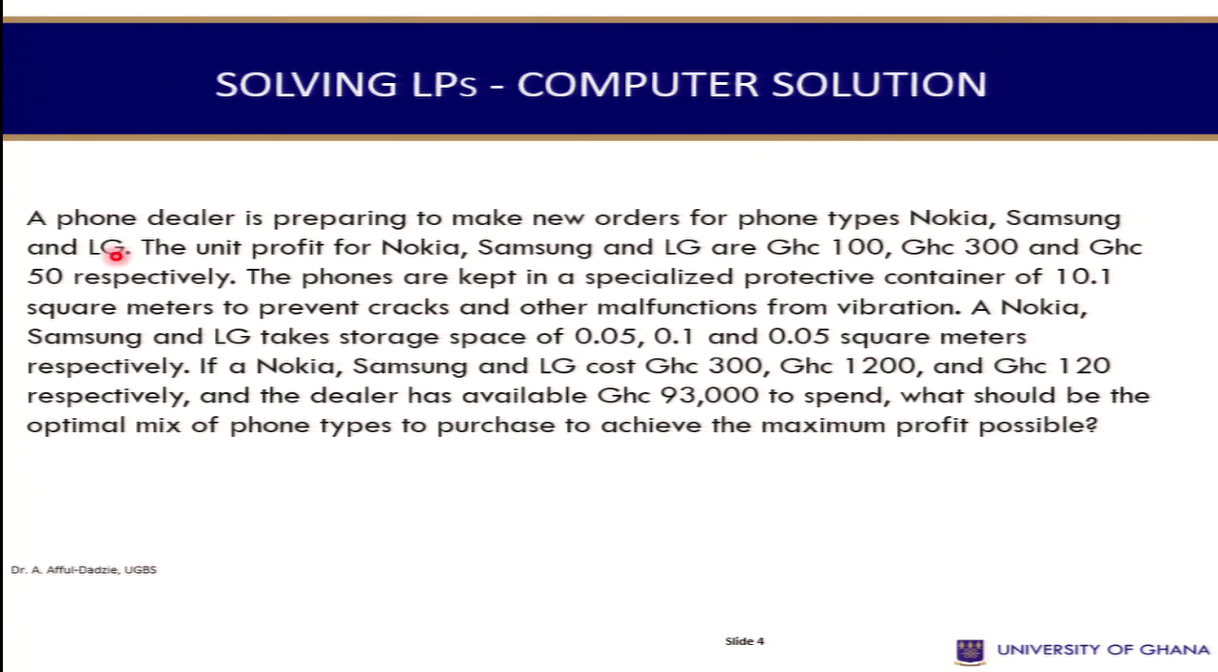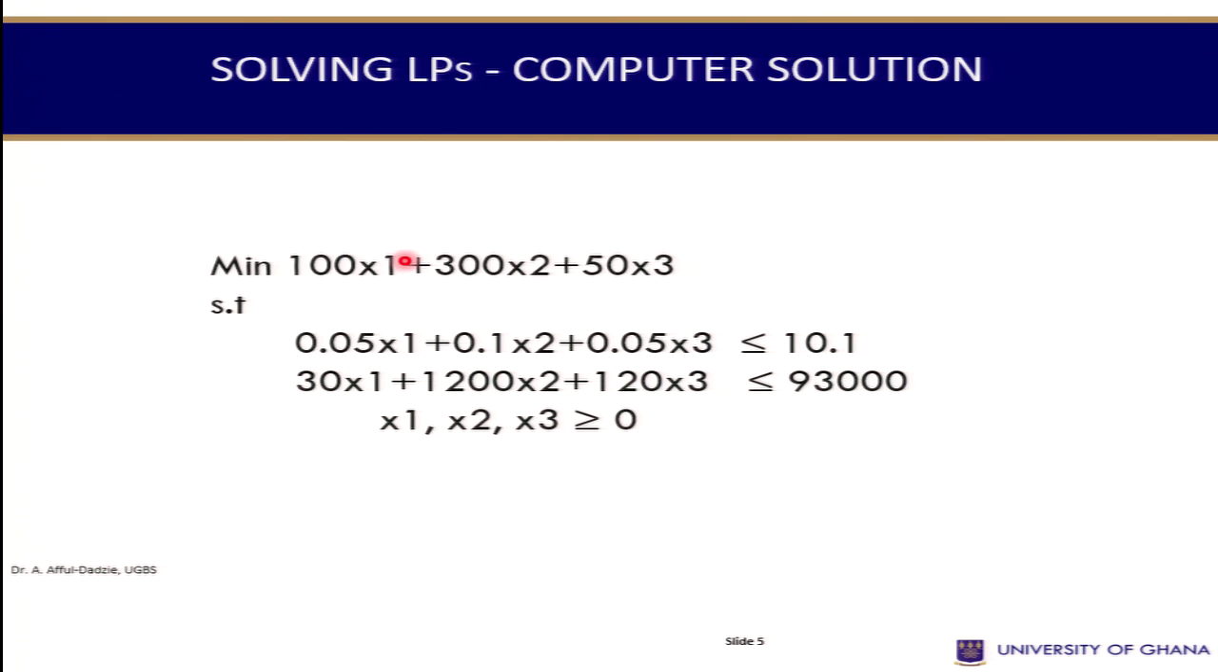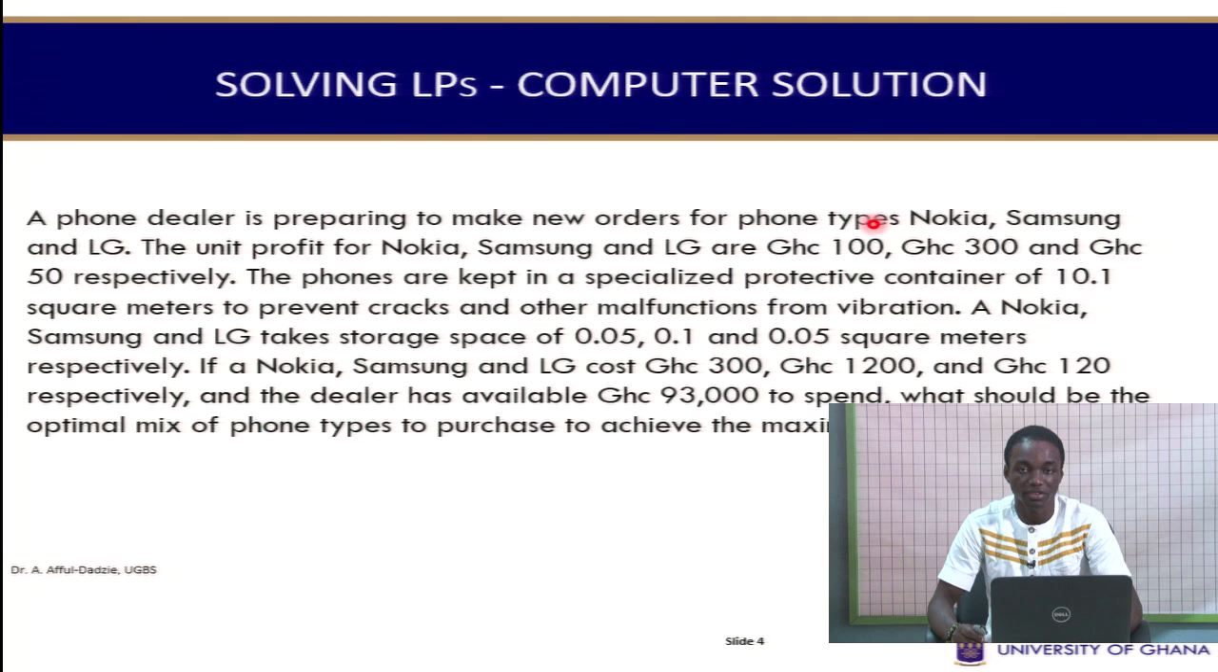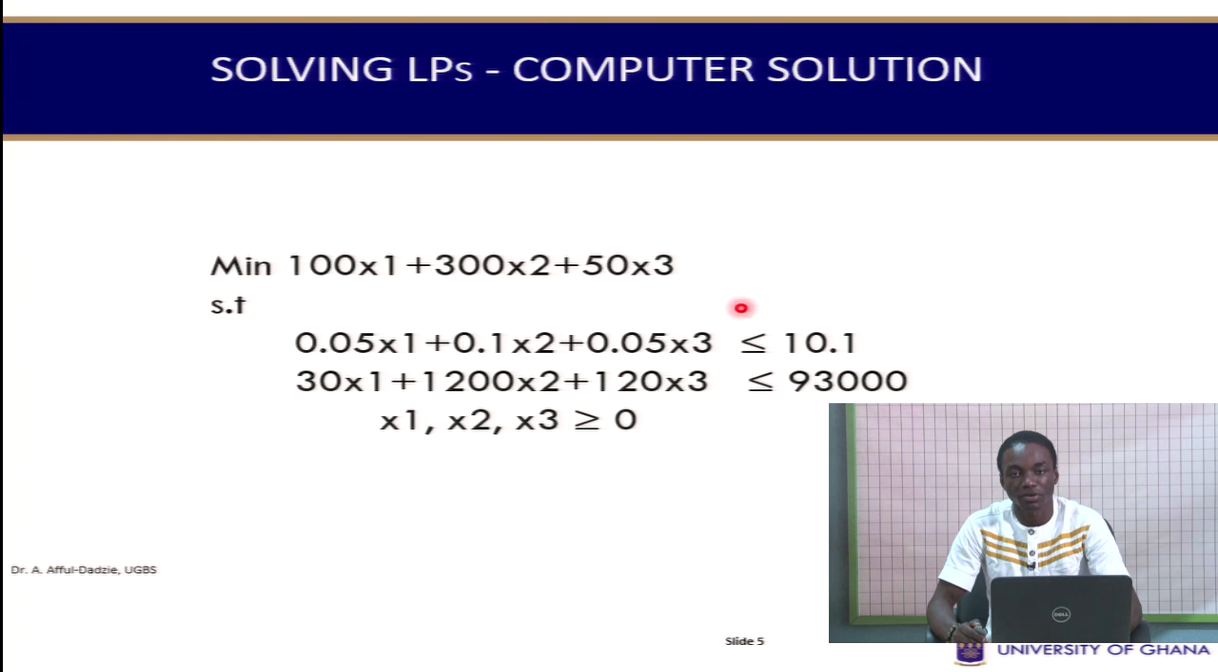Therefore, x1 is the number of Nokia phones, x2 is the number of Samsung phones, and x3 is the number of LG phones. As you can see from the question, the unit profit for Nokia is 100 CDs, the unit profit for Samsung is 300 CDs, and the unit profit for LG is 50 CDs. You can see that present within the objective function, and it is subject to these constraints.